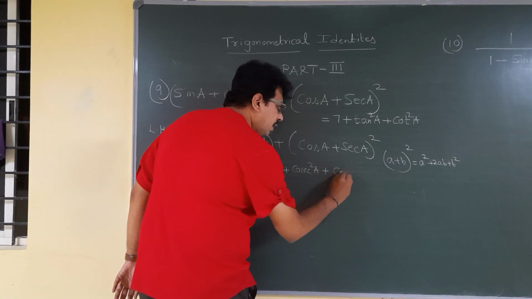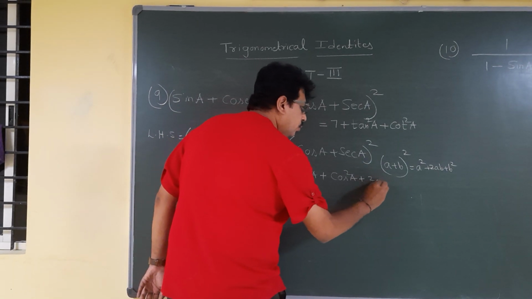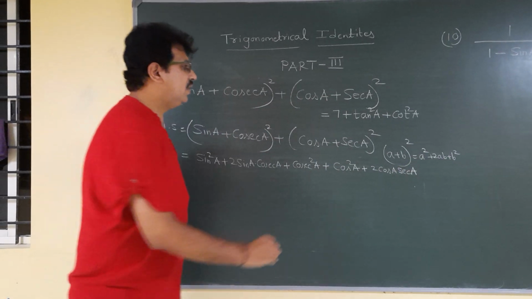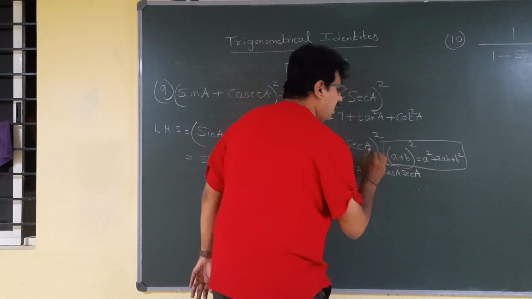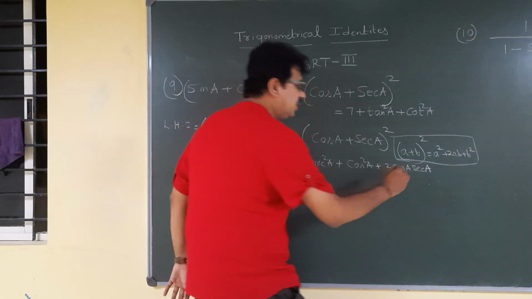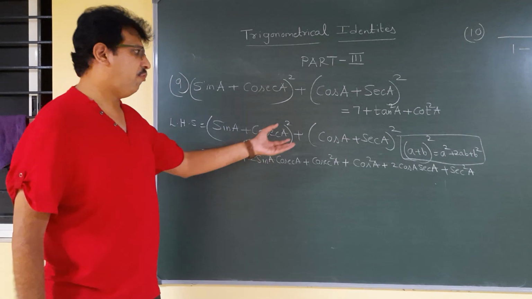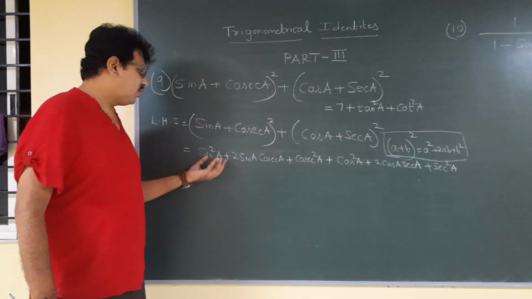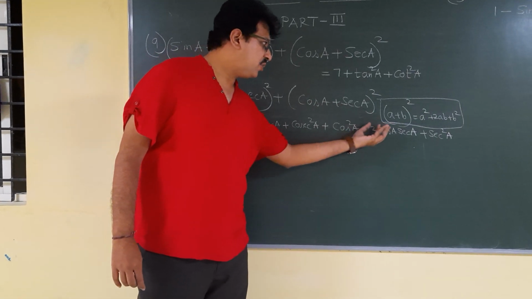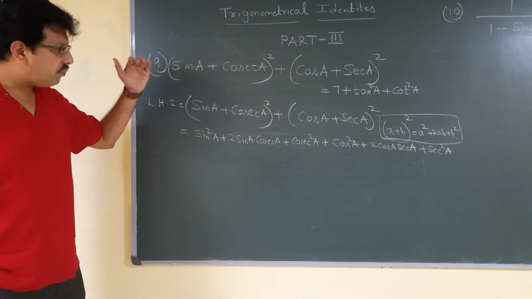So what should you write here? Cos square a, that is a square, plus 2 cos a into secant a. This is the formula generally, so you should make a box and write it: 2 cos a into secant a plus b square, and b square means it is secant square a. So this is actually the (a + b) whole square formula we applied: sin square a plus 2 sin a into cosec a plus cosec square a, and here also cos square a plus 2 cos a into secant a plus secant square a. So now let us come back to what we need to prove.